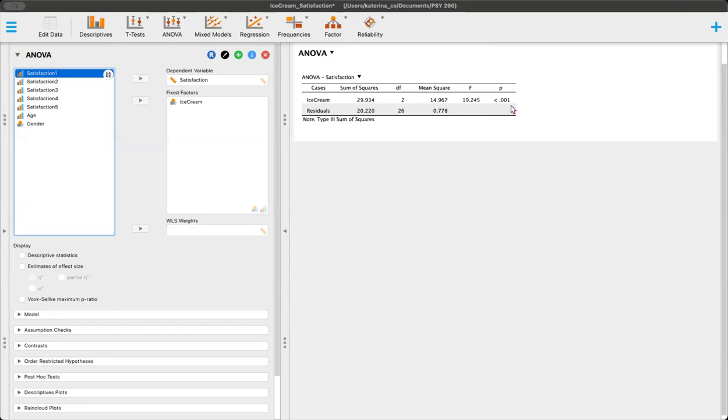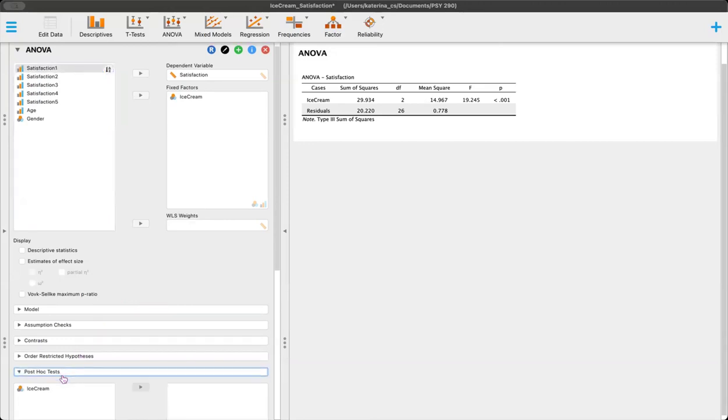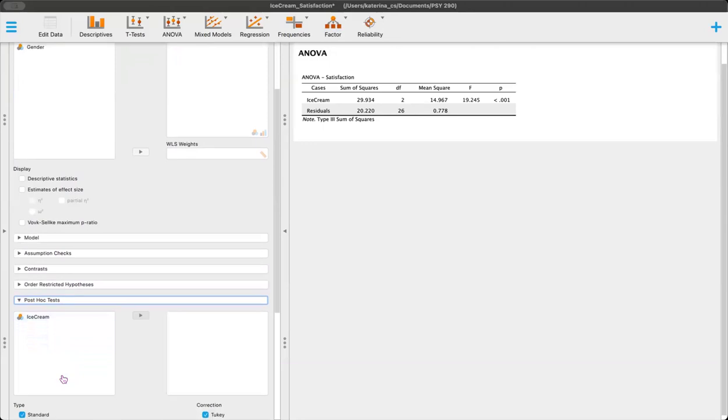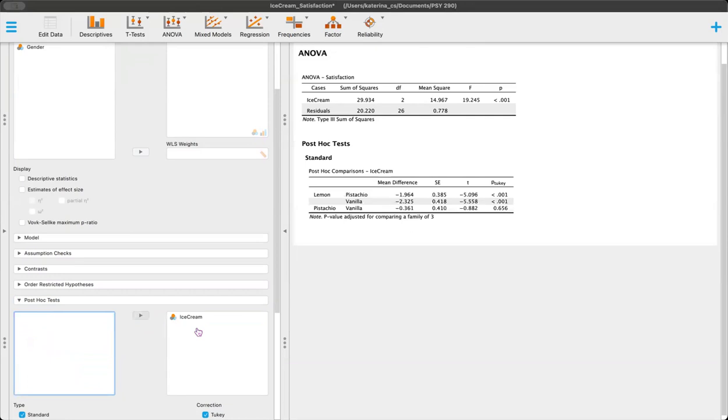Now, when you're reporting these results, you're going to want to not only include the p-value, but also this F statistic right here and the degrees of freedom, both the 2 and the 26. Now, the next thing you're going to want to do is do post-hoc tests, and that's going to let you know what specific differences between groups were there. So was the difference between pistachio and lemon, lemon and vanilla, between all three different possibilities?